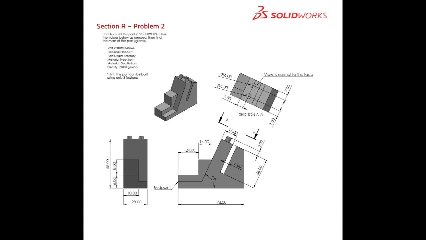So getting straight into it, let's go through the question. Part A. Build this part in SolidWorks. Use the values below as needed, then find the mass of the part in grams. Okay, so they give us the unit system to use, the number of decimal places, where to place the part origin, material type, material, and the density. Hint, this part can be built using only 3 features. Okay, so we got some steps, some angles, and some extrusions of those angles. So let's get straight into it.